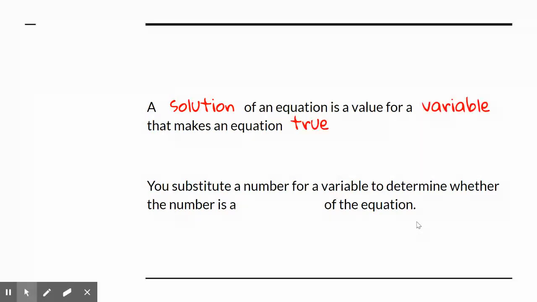A solution of an equation is a value for a variable that makes an equation true. You substitute a number for a variable to determine whether the number is a solution of the equation. And that is your checking solutions worksheet. All you had to do was take the number that they gave you and substitute it into the equation to see if it worked out correctly. If the left equaled the right, it was a solution. If the numbers didn't equal each other, it was not a solution.